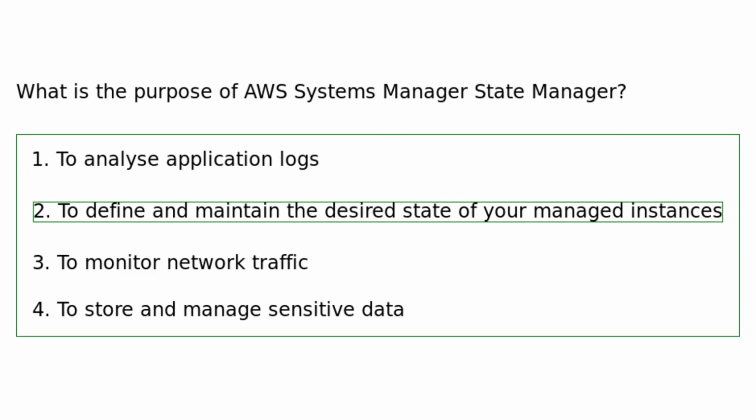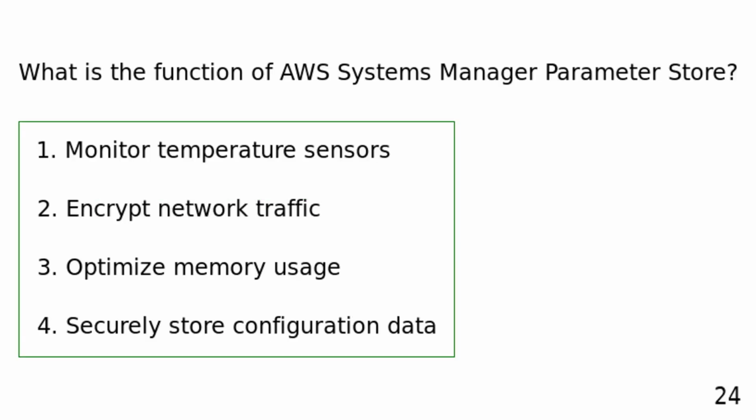AWS Systems Manager State Manager helps users define and maintain the desired state of their managed instances, ensuring that they comply with configuration policies and standards. What is the function of AWS Systems Manager Parameter Store? Monitor temperature sensors. Encrypt network traffic. Optimize memory usage. Securely store configuration data.